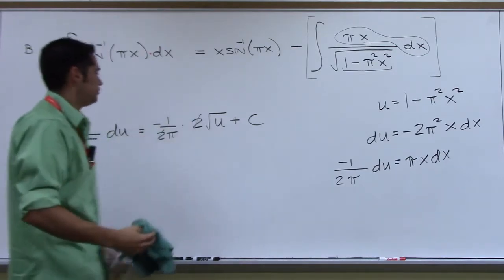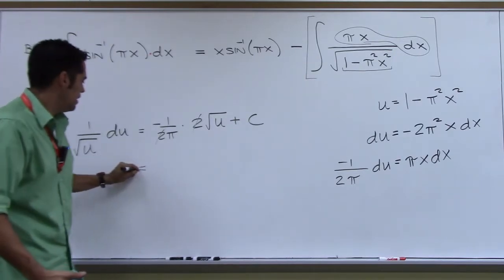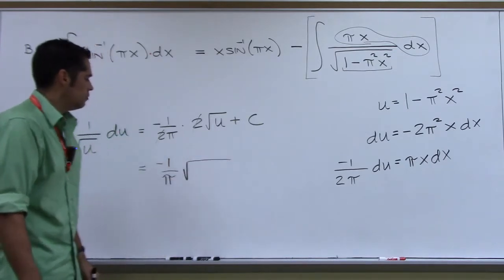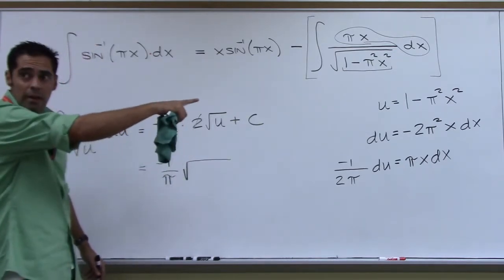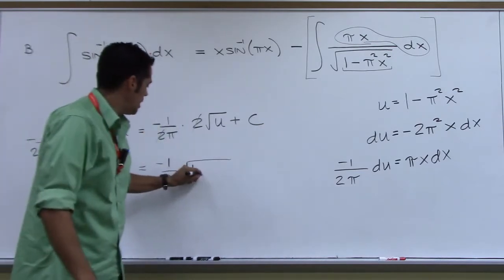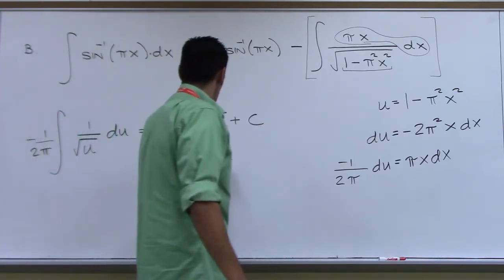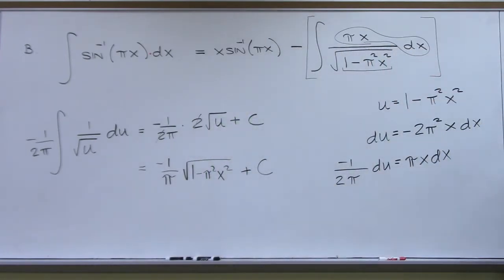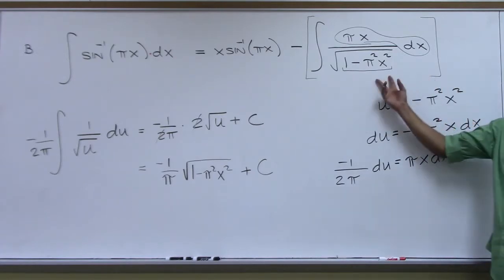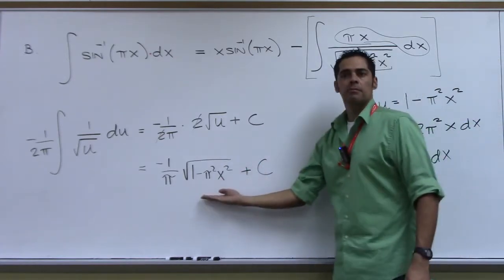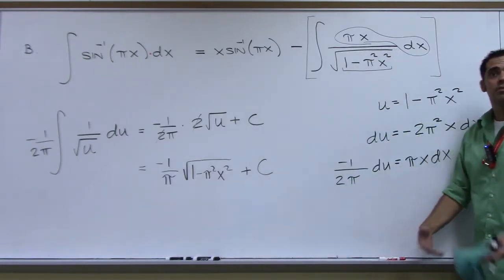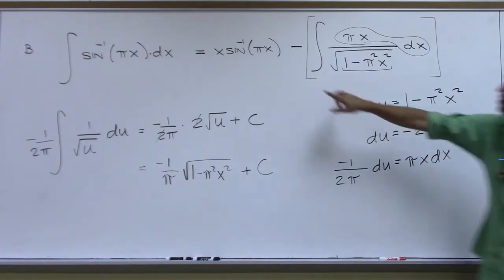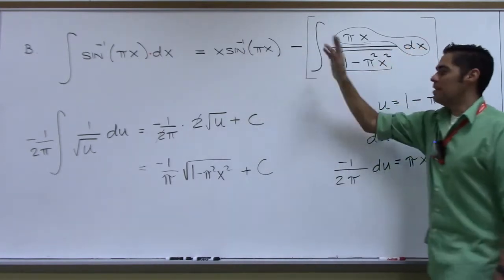So these 2's cancel. And this becomes negative 1 over pi, what, square root of, what was u? All that, right? So 1 minus pi squared x squared plus c. So everything in this bracket becomes this right here. And there's no more integral sign, so we're done. But I'm going to write the whole answer out now, because that's not our answer, right? It's this part, u v, minus that part.